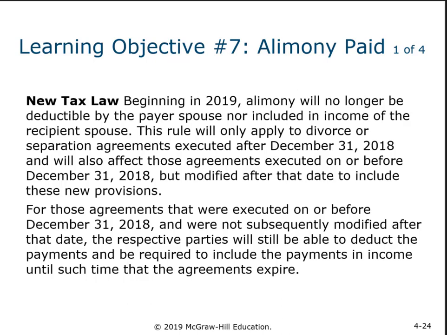Okay, if you change the agreement in 2019 or later, it also becomes non-deductible. But if you are still working with an agreement from before, back in 2017, 2018, previously, and it hasn't been substantially changed, then it's still treated under the old law, which is that it's deductible for AGI for the one that pays it, and it's income to the one that receives it.